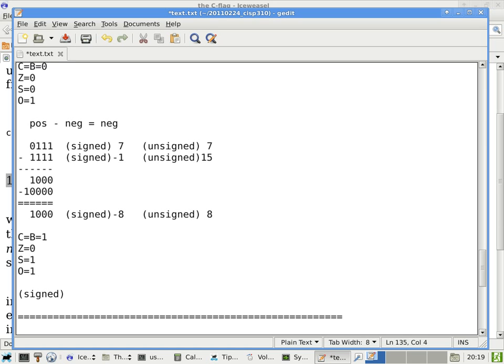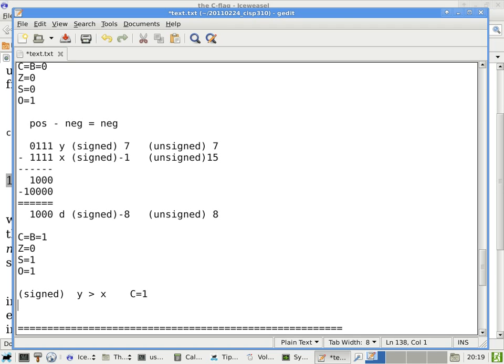Is that okay so far? Okay. So using the signed interpretation and the same notation that we have used so far, this is our y, this is our x, and this is our result, which is not important here. Which one is the larger one? Y is larger than x, and this time the carry flag is a 1. If you look at the unsigned interpretation, what do we have? Y is less than x, and the carry flag is a 1.